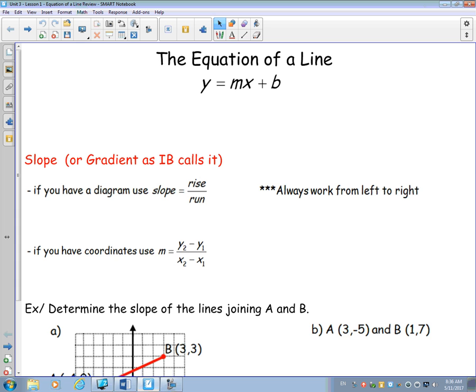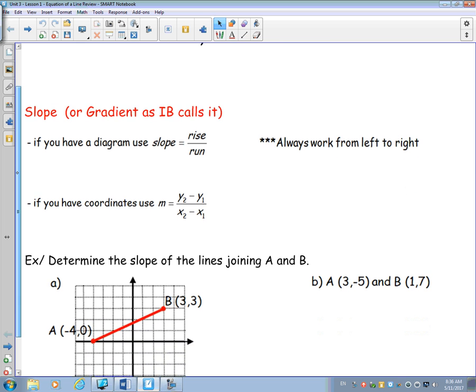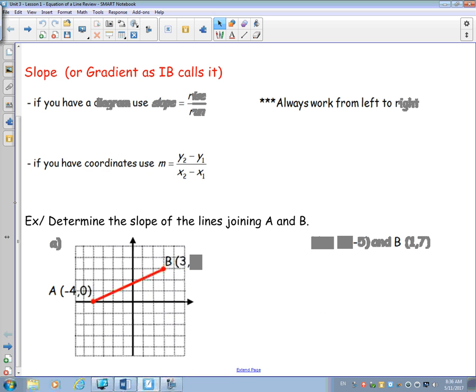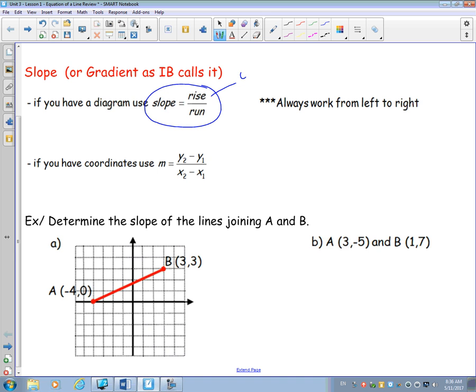So, first idea, slope, or gradient as IB calls it, and I'll use those words interchangeably, can be calculated in two ways. First way, use a picture. If you have a slope, you can count your rise and run. Rise goes up, positive. If you go down, it's negative. And if you can, you always want to work from left to right, so your run is always a positive that way.